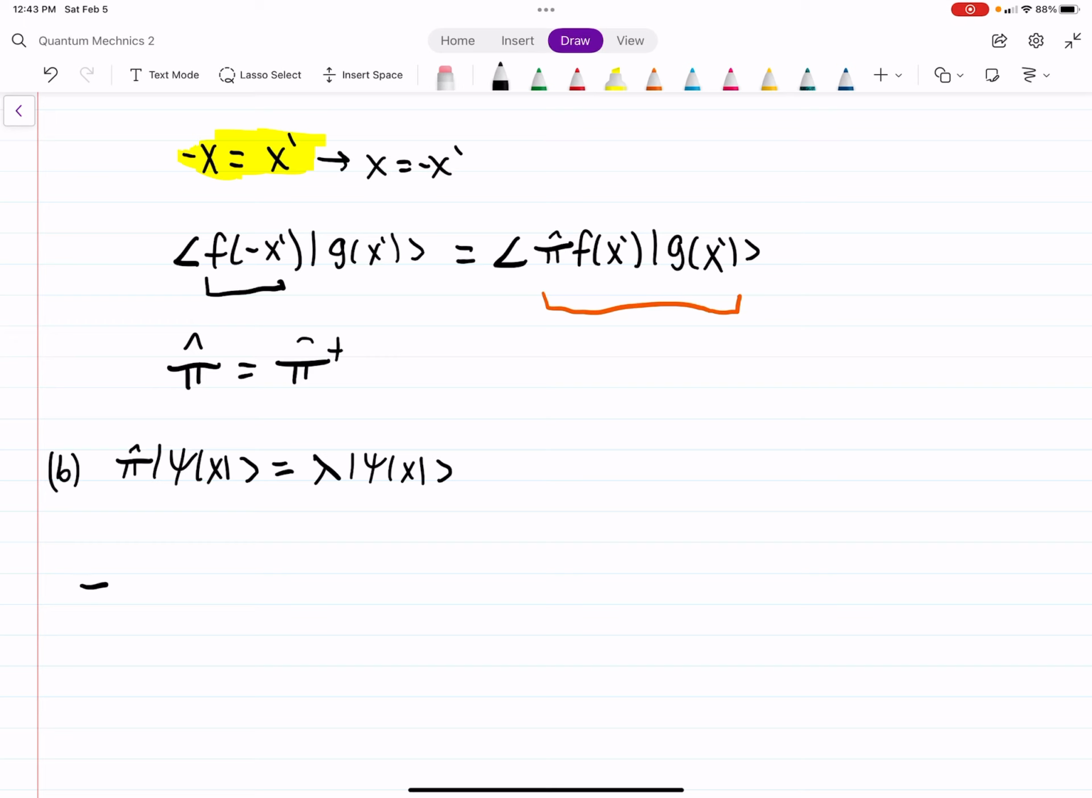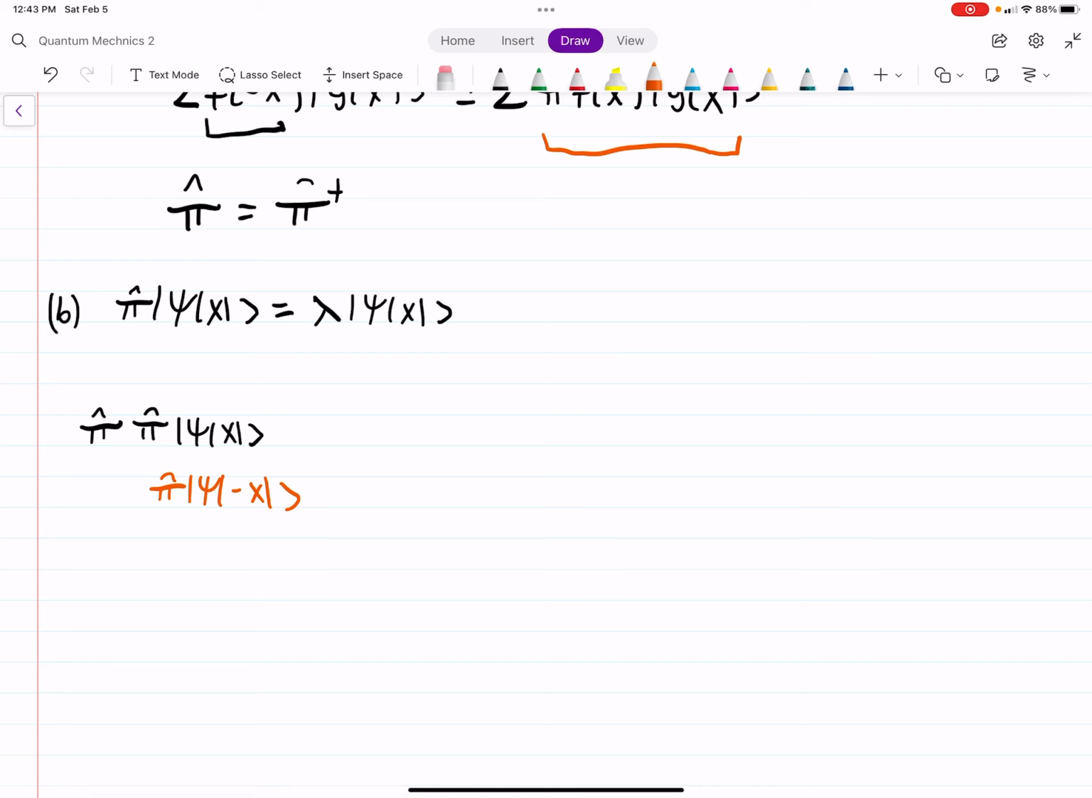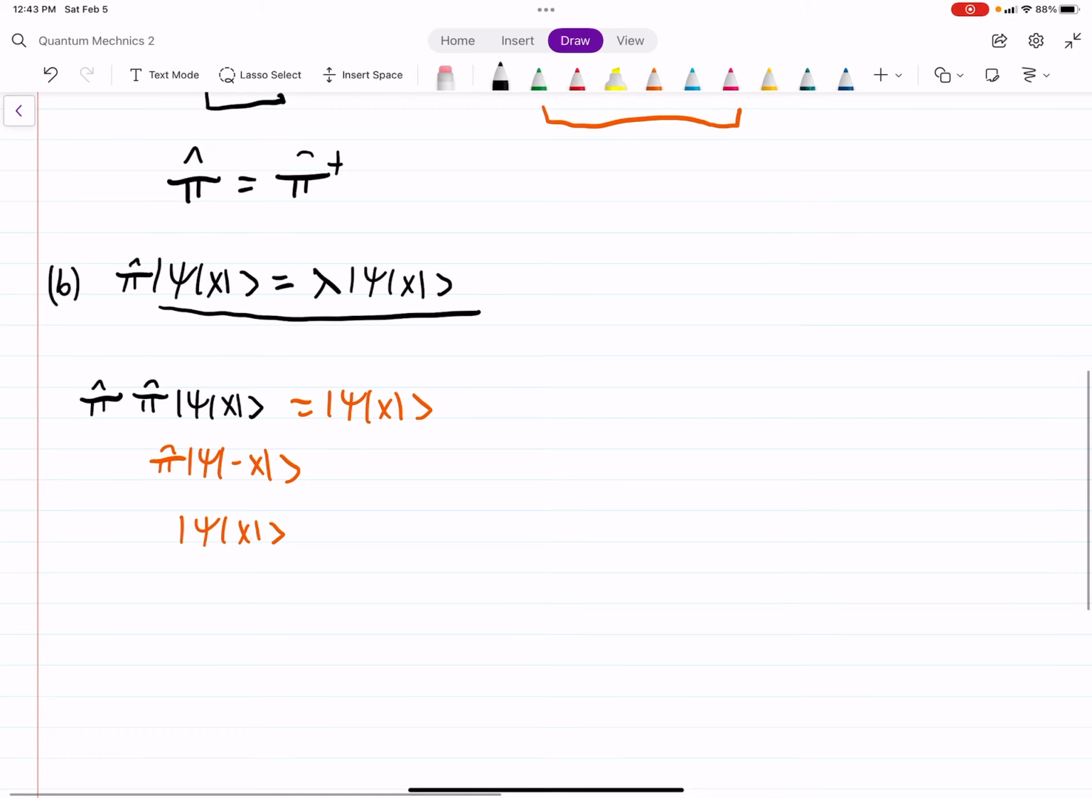So now, with that defined, if we take parity acting twice on psi of x, well, we know what that would give you. This first parity operator would make it so you'd have parity acting on psi of negative x. But then that other parity operator is going to act on it, and you're just going to get psi of x. So this is equal to just psi of x.